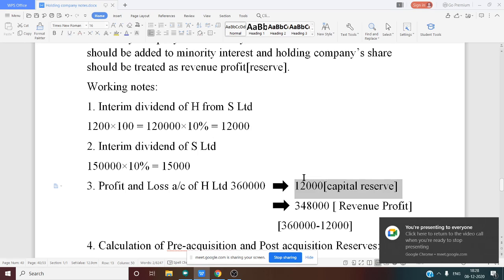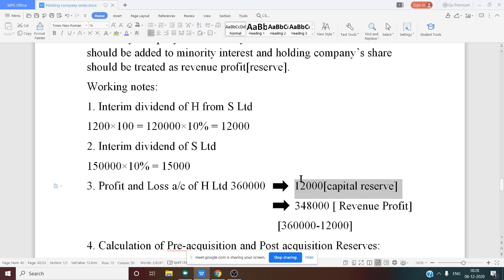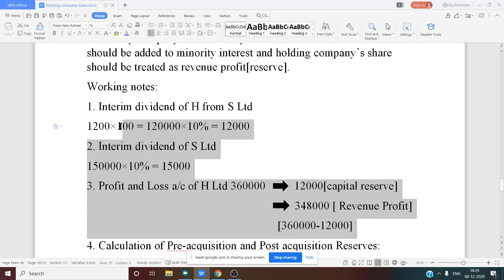There we have to add this one in this information. Interim dividend information we have to add. That is set off of capital reserve against goodwill. There is one working note. Yes. So this is point number 3. These 3 points are an addition in this problem if you compare with the previous problems. So 3 extra points are there as working notes.